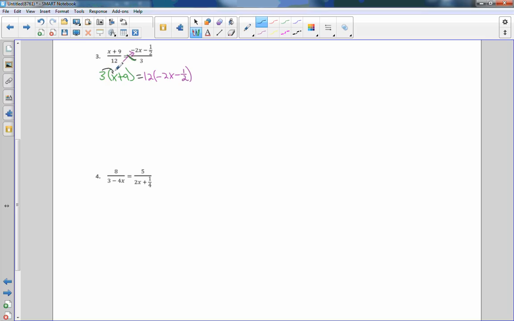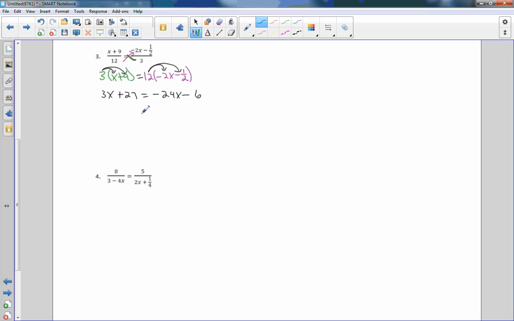So 3 times x, 3x. Positive times a positive, 9. 3 times 9, 27. Equals. Positive times a negative is negative. 12 times 2 is 24x. Positive times a negative is negative. 12 times a half. Half of 12 is 6.